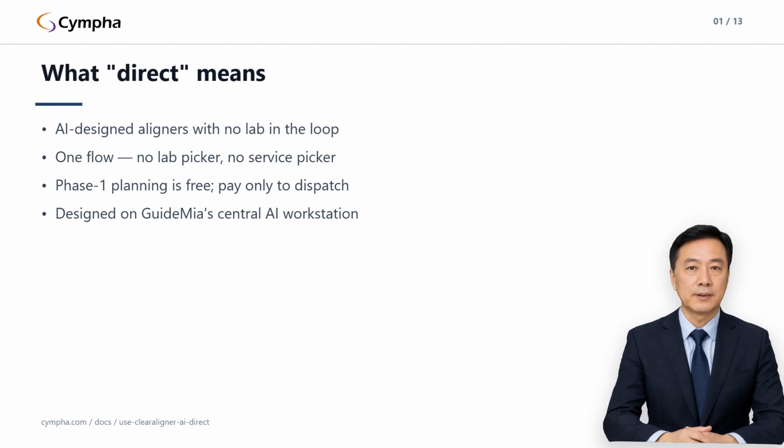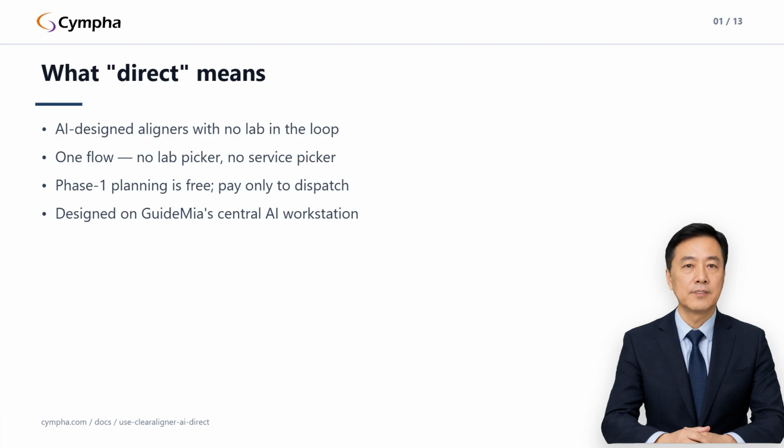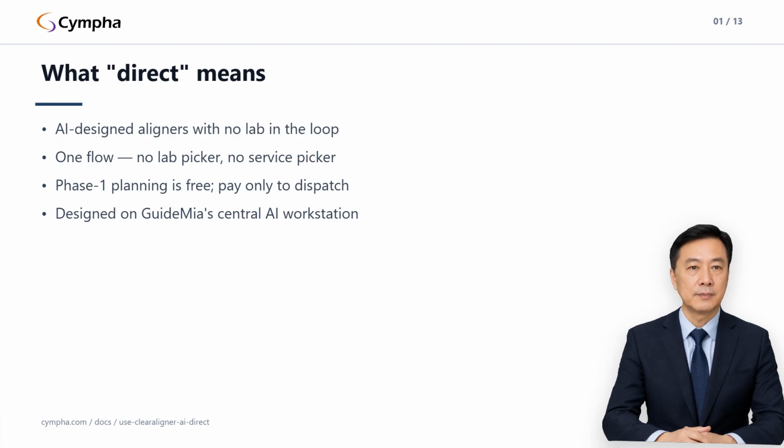The pricing model is the part to internalize early. Phase 1 planning is free. You can submit a case, get a full treatment plan back, study it, and walk away without paying anything. Money only enters when you like the plan and dispatch the appliance design. That free first look changes how you can use the tool.